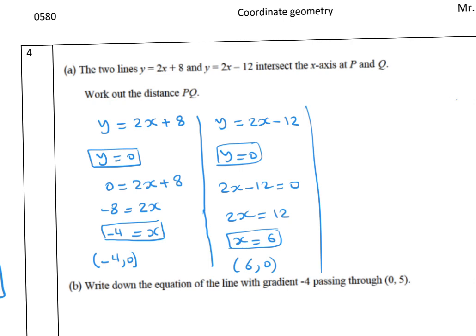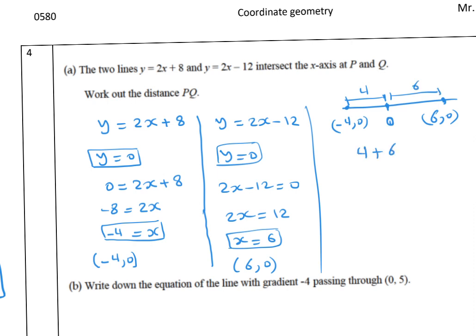We have the x-axis, we have 2 points, negative 4 and 0, and the other one, 6 and 0. We need the distance between them. We know that we have 0 here. So the distance between 0 and negative 4 is 4. The distance between 0 and 6 is 6. So 4 plus 6 equals 10.